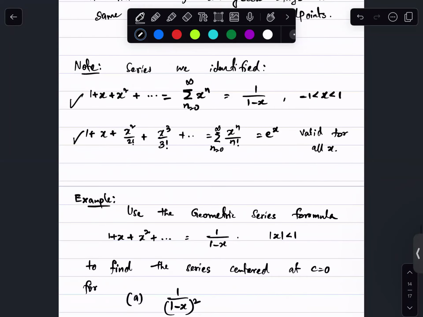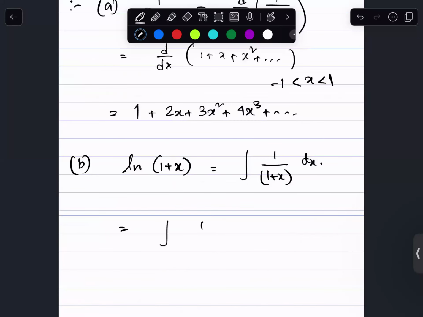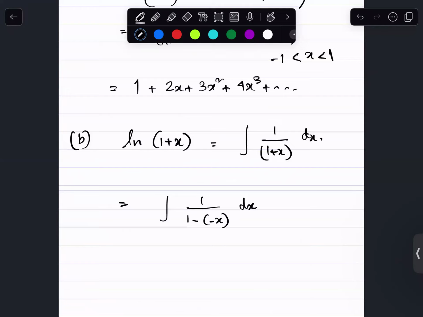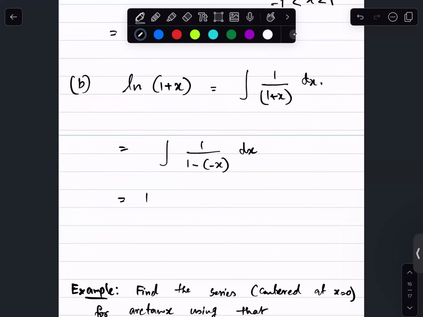I can modify this a little bit. So I can write the integration of 1 over 1 minus (minus x) dx. Okay. And then this series will be just 1 plus (minus x) plus (minus x) whole square plus (minus x) to the third, and so on, for the absolute value of minus x to be less than 1, which is x in between -1 and 1.